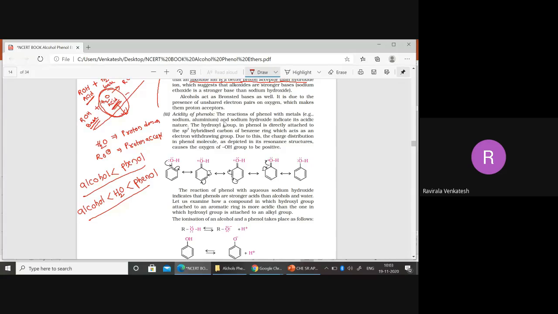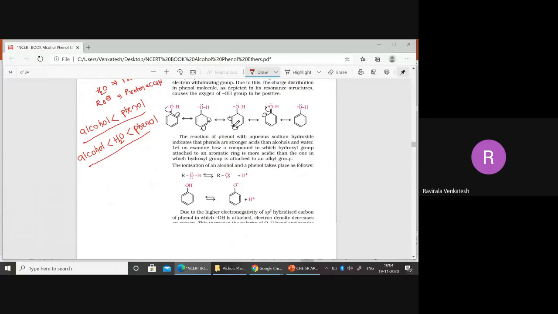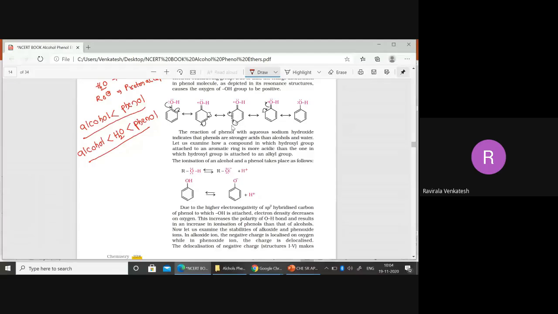Okay. Now let me see. In the examination, you may get a 2 marks question here: why is phenol more acidic than the alcohol? What is the reason behind this one? Why are phenols more acidic? Now you observe here. I have taken alcohol here. Is it alcohol or not? This red part I have underlined.